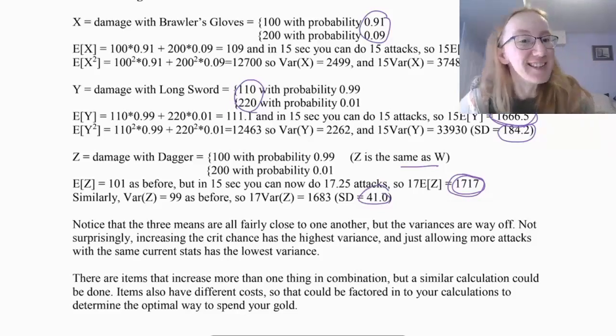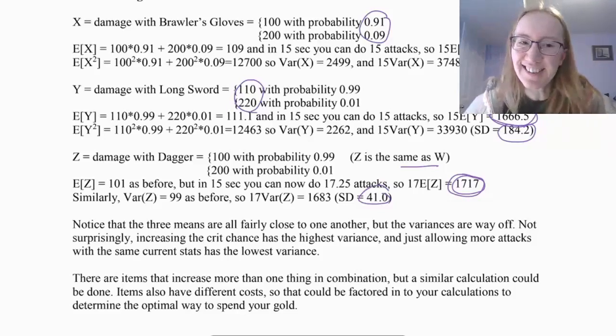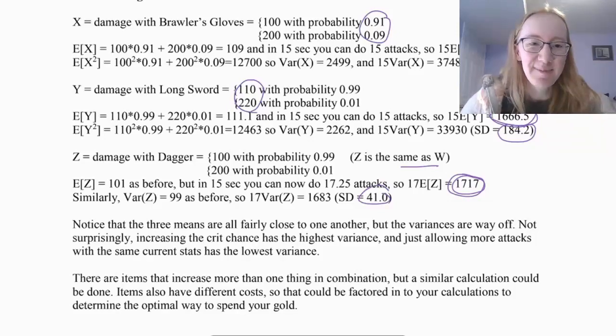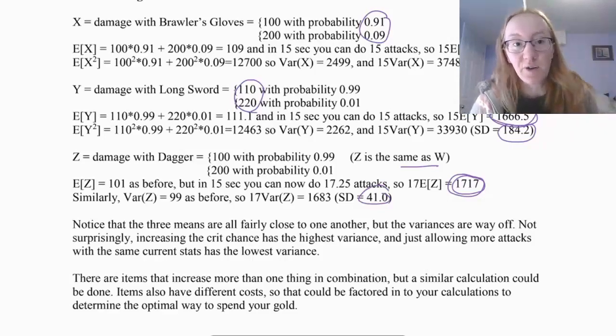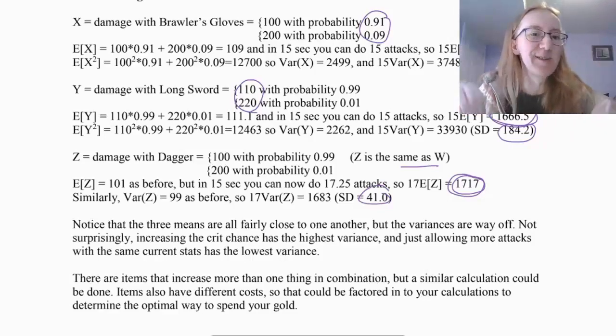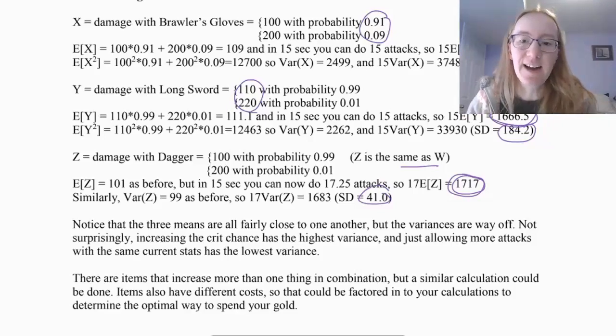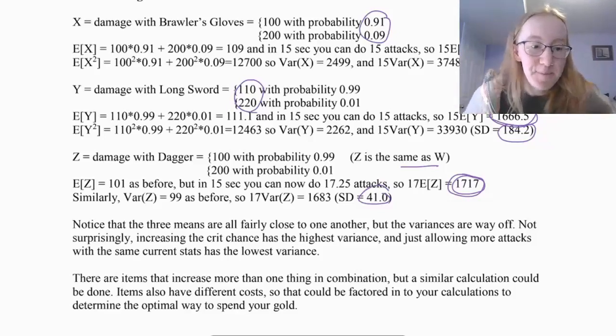And actually, there'll be a question kind of like this, spoiler alert, on your next computer-assisted assignment. As well, of course, here we weren't concerned with the cost of these items, but items have a cost. So you could factor that into your decision-making to find the optimal way to spend your money within the game.